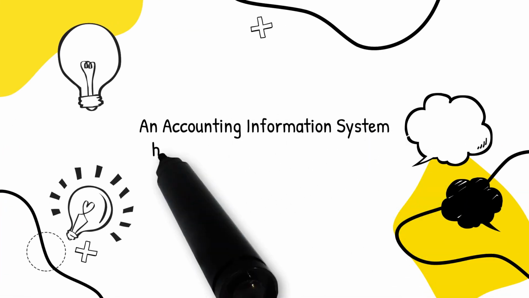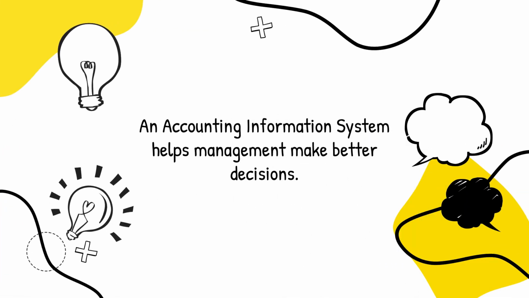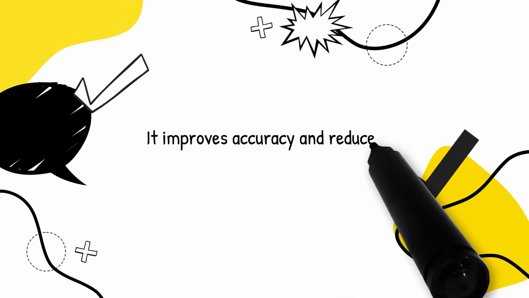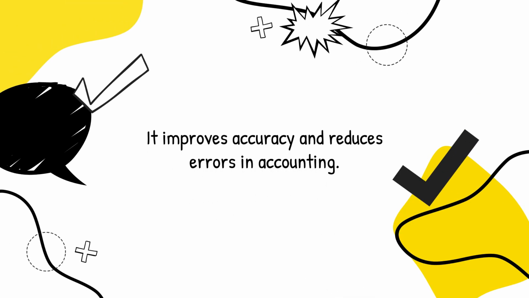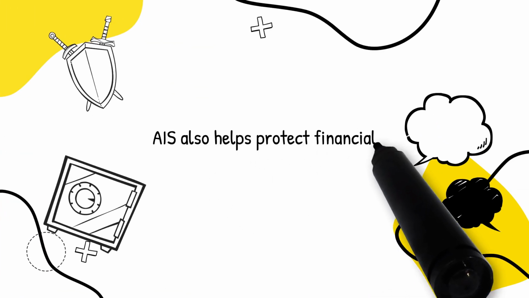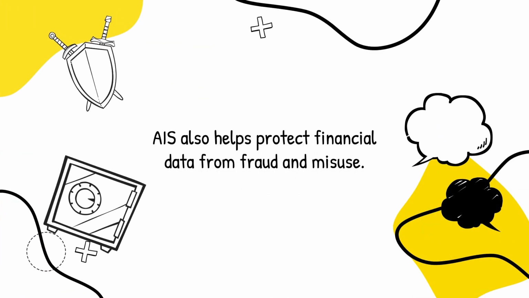An accounting information system helps management make better decisions. It improves accuracy and reduces errors in accounting. AIS also helps protect financial data from fraud and misuse.